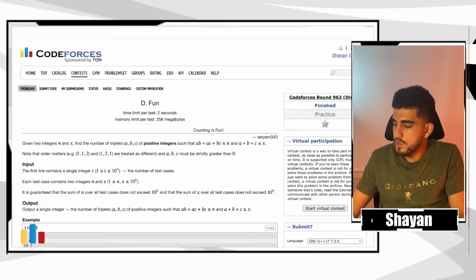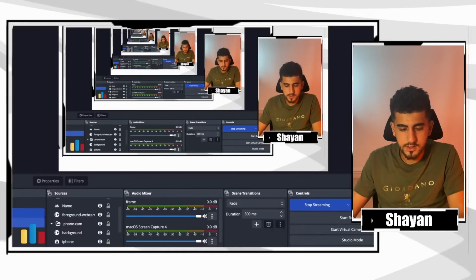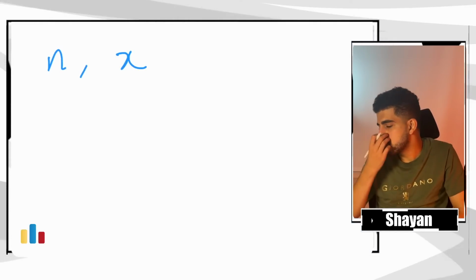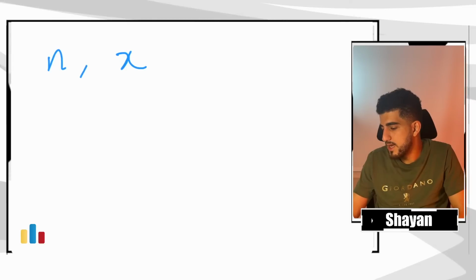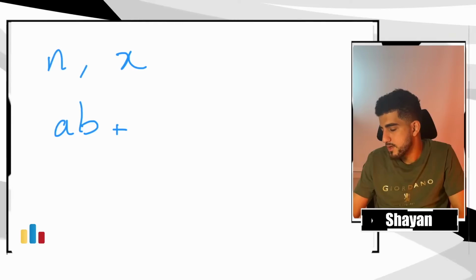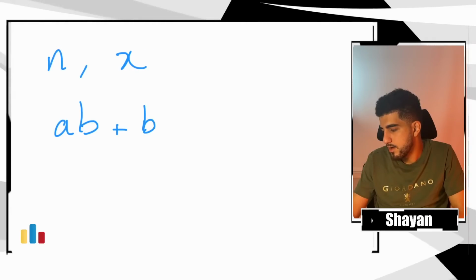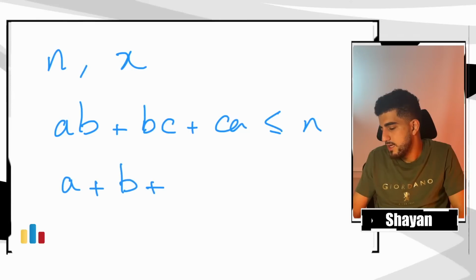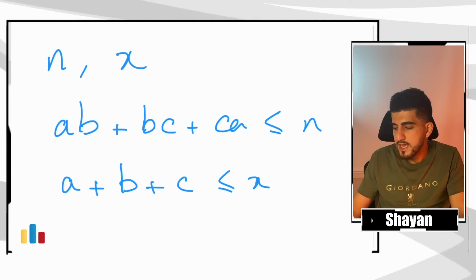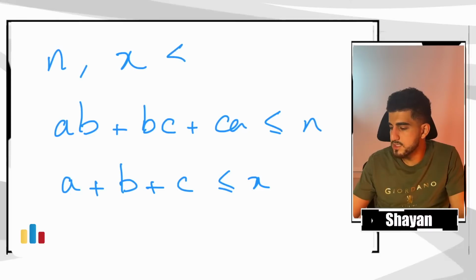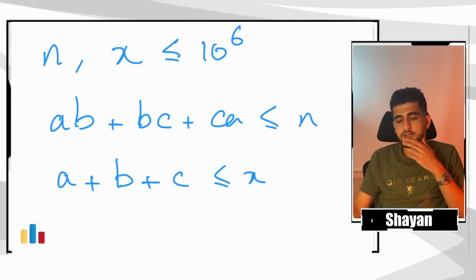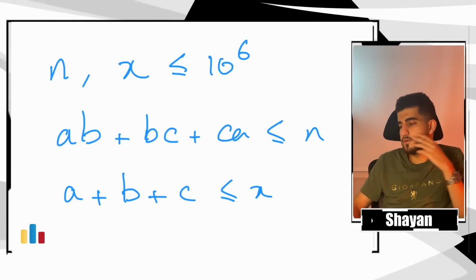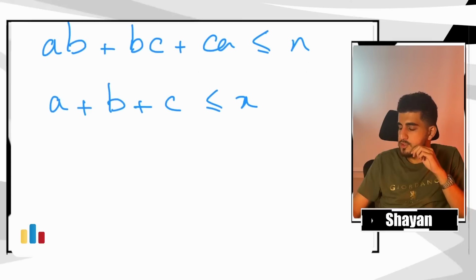So what we want in here is we have two numbers n and x. We want to find three numbers a, b, and c such that ab plus bc plus ca is less than or equal to n, and a plus b plus c is less than or equal to x. And we know that n and x are up to 10 to the 6th. So the first idea that comes to your mind can be using a brute force. And by using a brute force, you can have 3 fors.